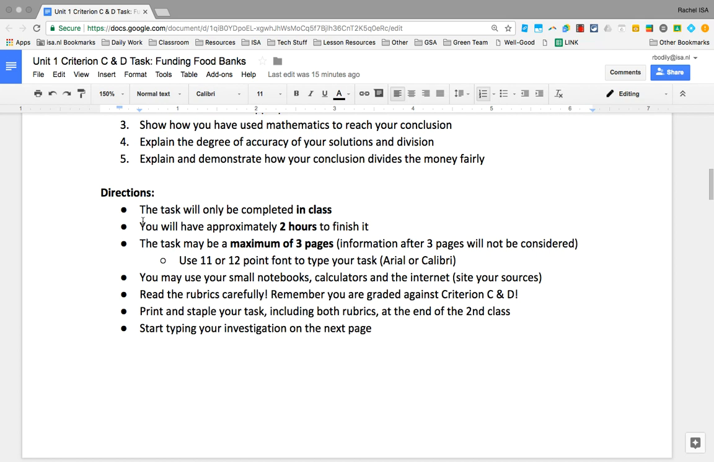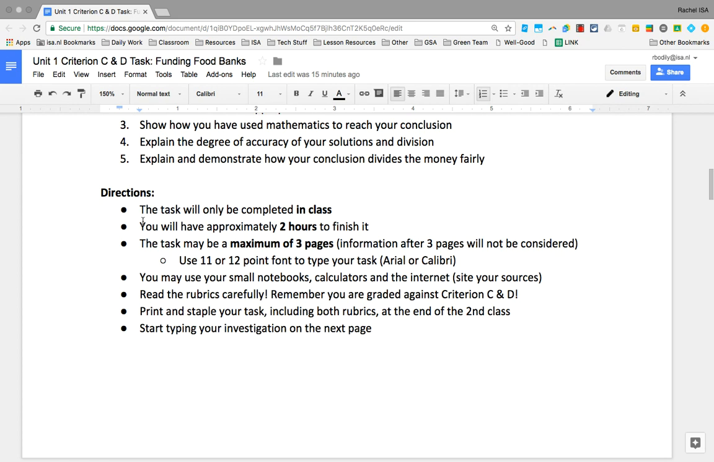You can use 11 or 12 point font, and you may use your small notebooks, calculators, and you may use the internet. But if you use the internet, you do need to cite your sources. Please read the rubrics carefully. Remember again that you're graded against C and D. We did some practice tasks for each of these in class. You really need to make sure you use what we learned about Criterion C and D and put them all together into one nice paper.